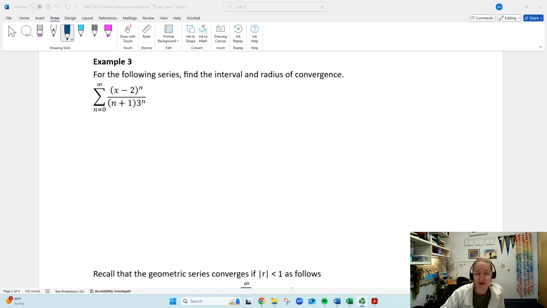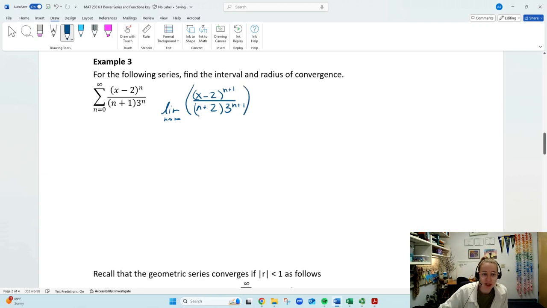Our next example looks a little bit more funky, but we can actually kind of see that our x value is not going to be centered around 0. This top part is telling us that it's probably going to be centered around 2. I'm going to go ahead and use my ratio test here. To save on a little bit of time, I have my n plus 1th term up here, and I know I'd be dividing by this same thing down here, but instead I'm actually going to multiply by its reciprocal.